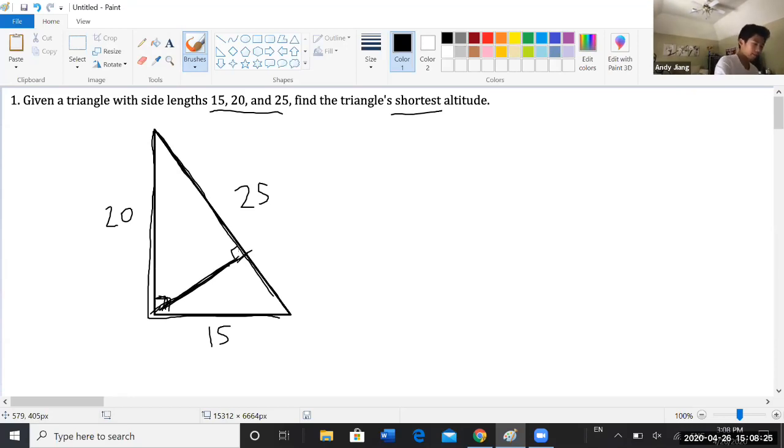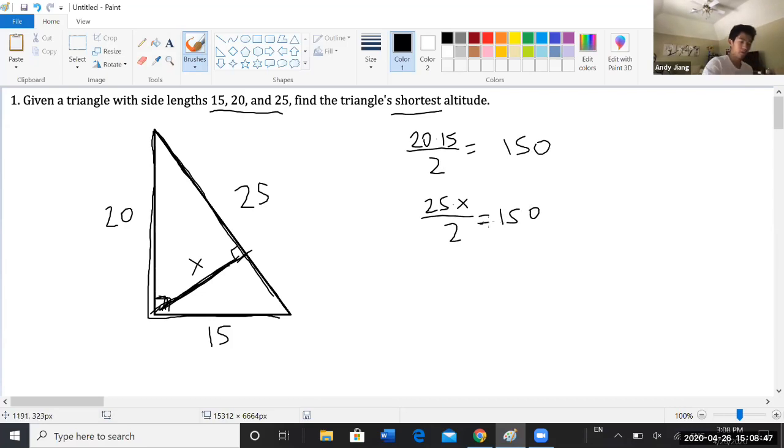So to find that, I can find the area in 2 ways. First, by doing base times height over 2 with the legs, and that gives me 150. And the other way, I can do it by doing 25 times x over 2. And the area stays the same, so that should also be 150. And solving for x, I get x is 12.